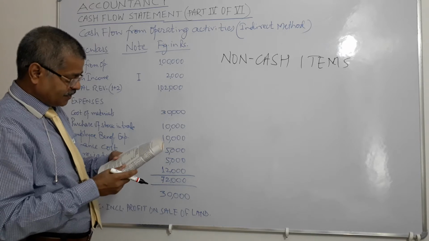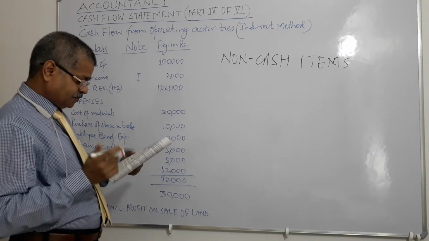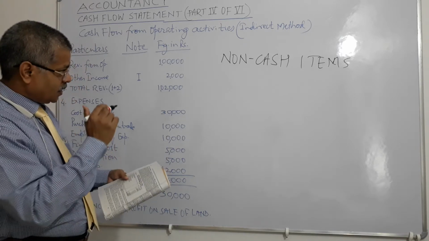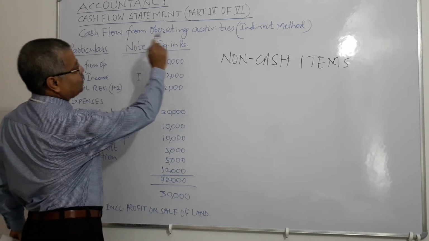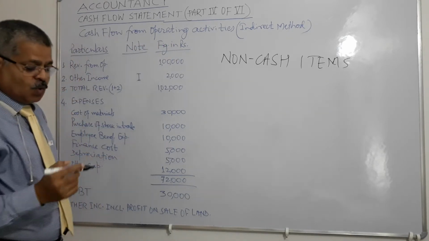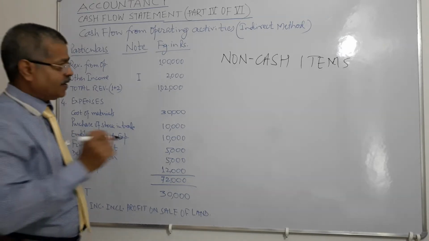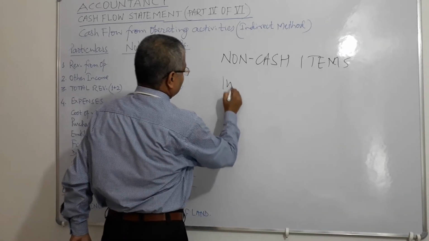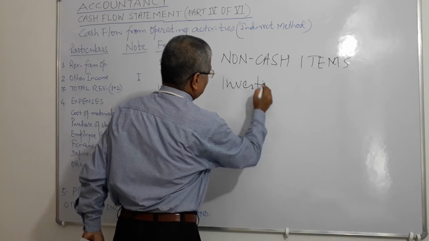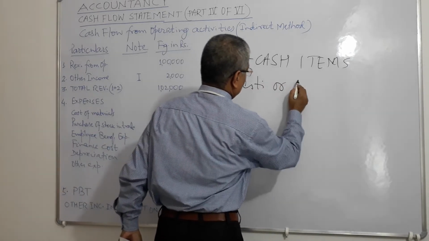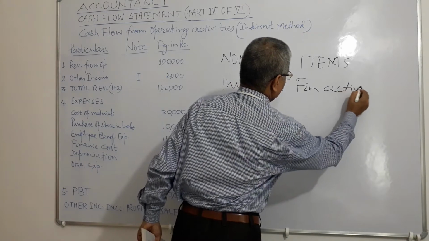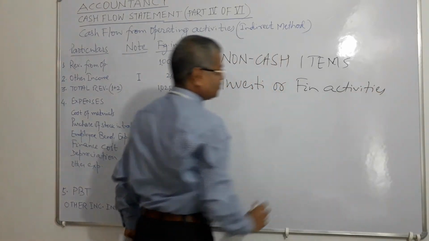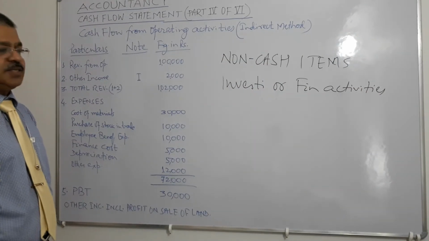So non-cash items, and another thing: since we are talking here of operating activities, whatever items are there on account of investing or financing activities, that we will need to adjust.